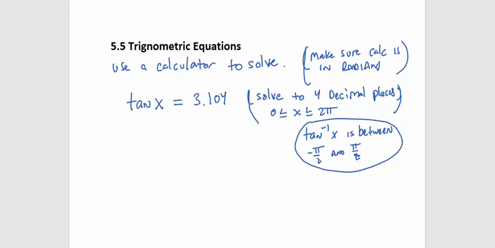All right, next kind of problem we're going to solve is where we're not on a nice value on our unit circle that we can look at and find. So we're going to use a calculator here to solve some of these trigonometric equations.